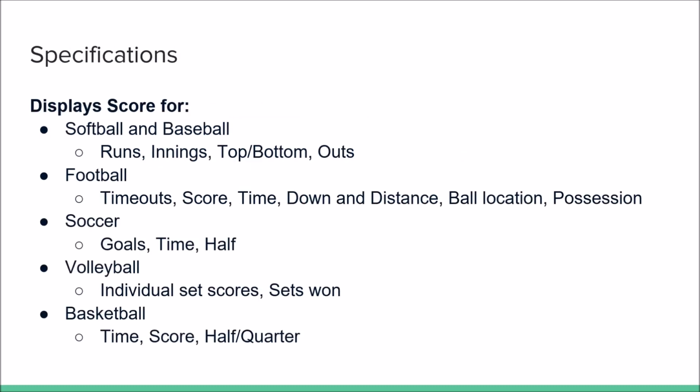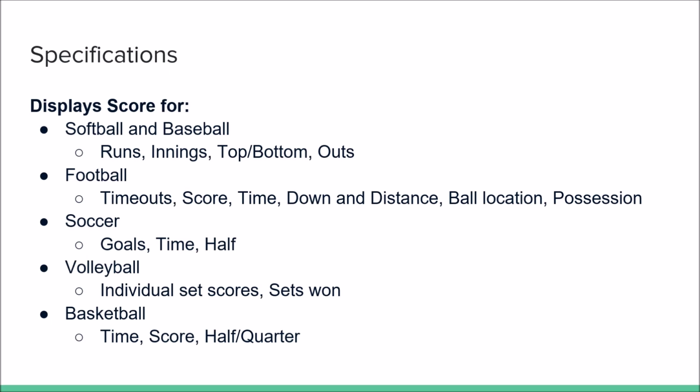So the website displays scores for softball and baseball, football, soccer, volleyball, and basketball. Some of the things we keep track of: softball and baseball, we had to keep track of runs, innings, whether it's the top or bottom of an inning, and how many outs there were. For football, which is probably the most complicated one, we had to do score, timeouts, time and down and distance, ball location, and who has possession of the ball.